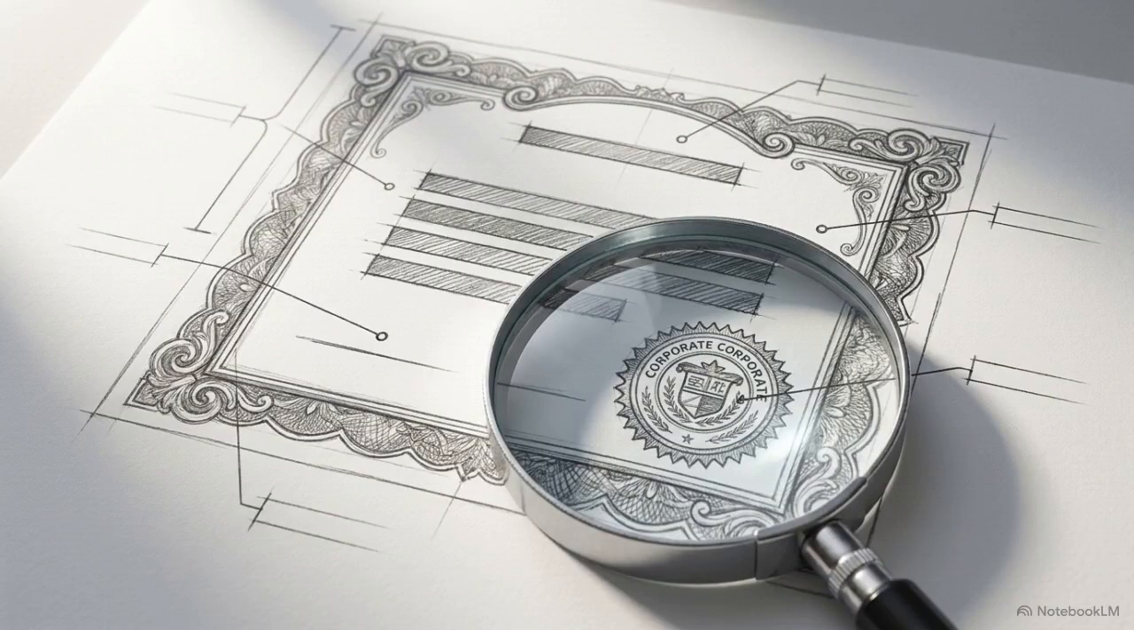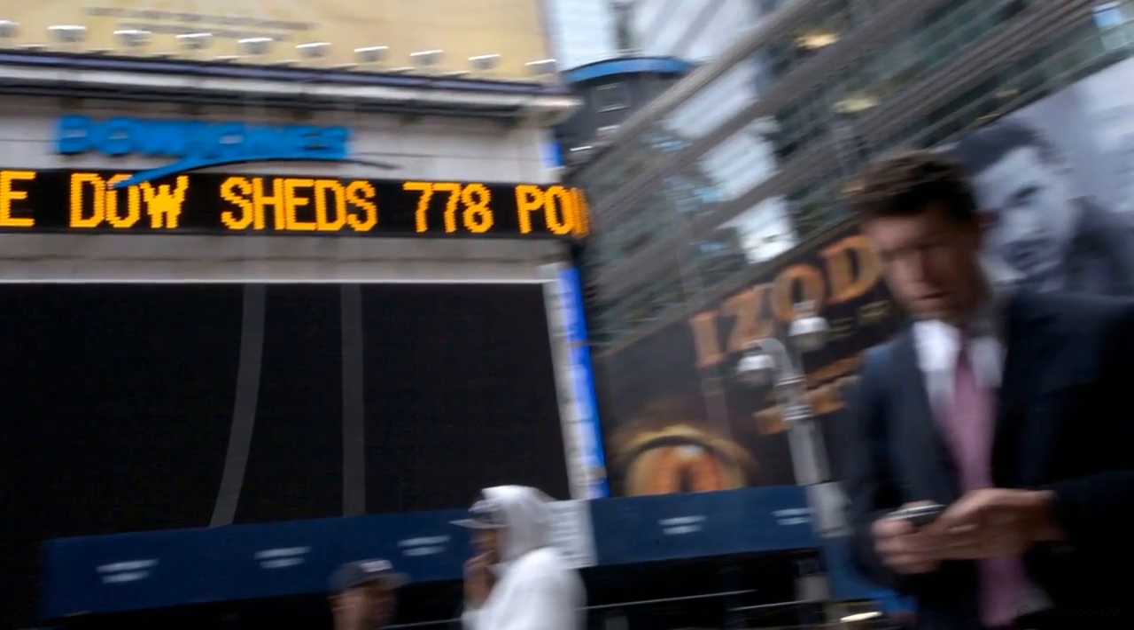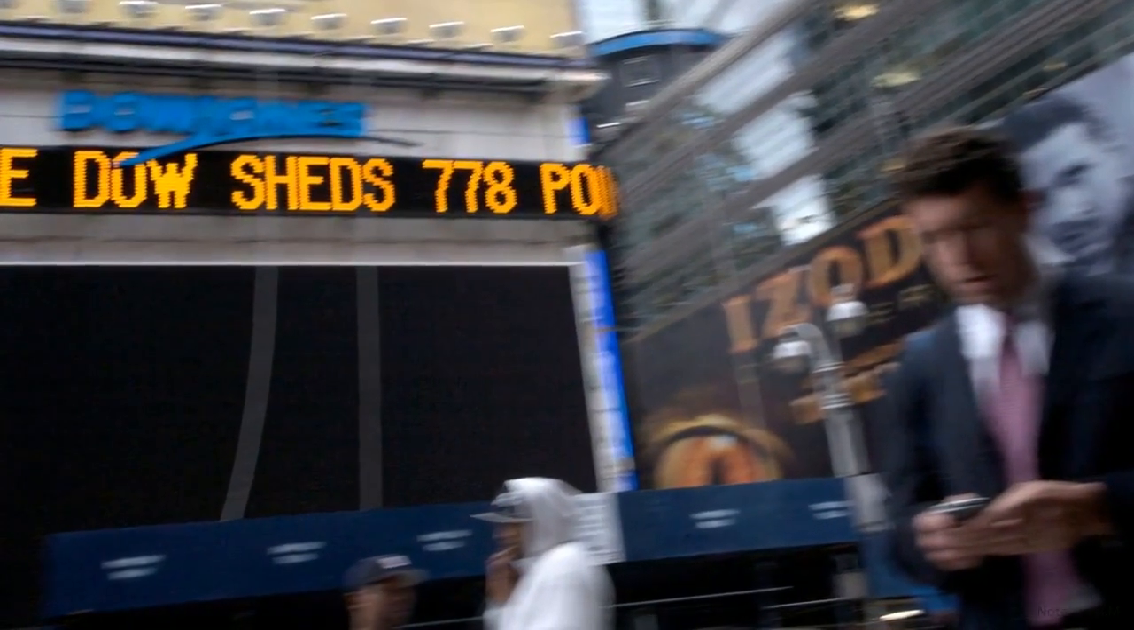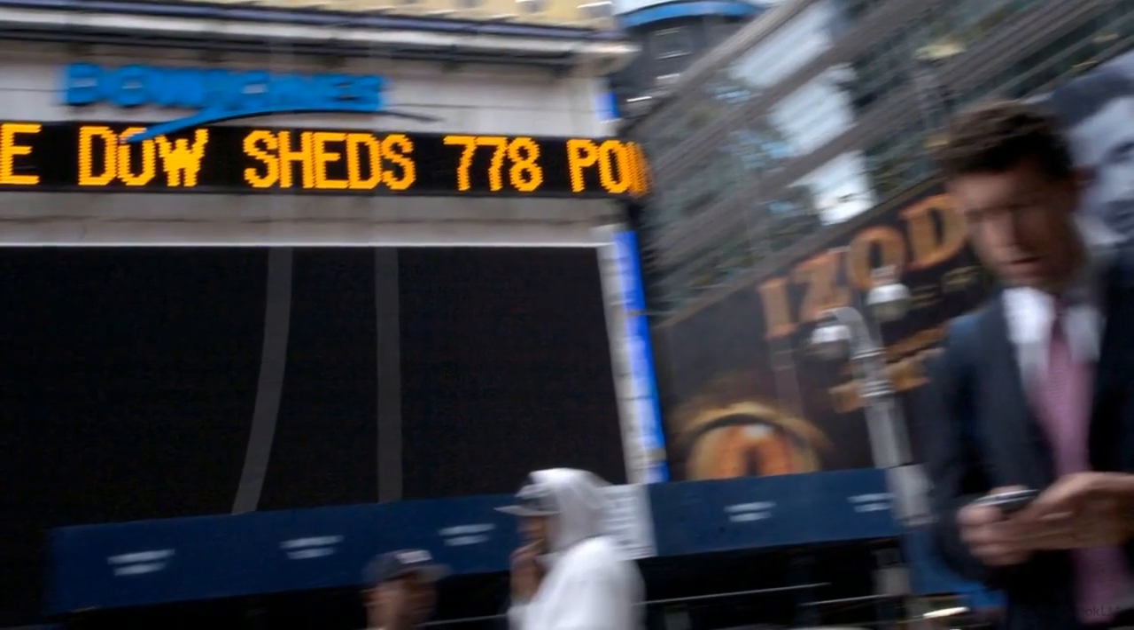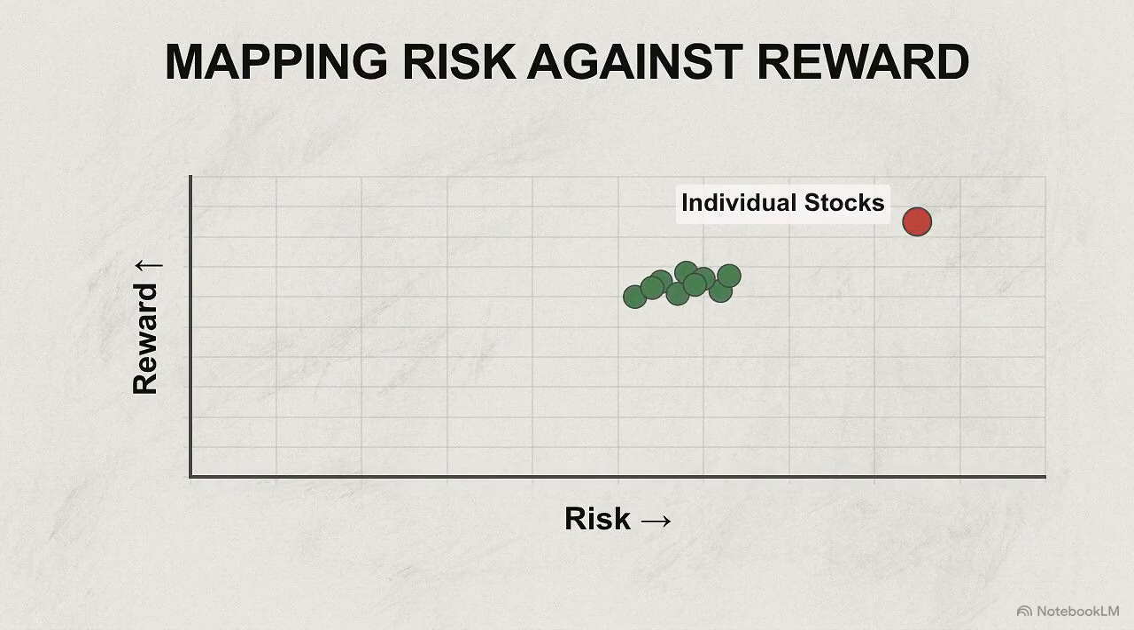Buying a stock means purchasing a fractional ownership stake in a company. While the historical returns are high, this ticker shedding 778 points illustrates the price volatility inherent in the equity markets. This scatterplot shows the relationship between risk and reward. Picking individual companies sits in the upper right, while broad index funds, or ETFs, that track the entire market provide a more optimized position in the middle.